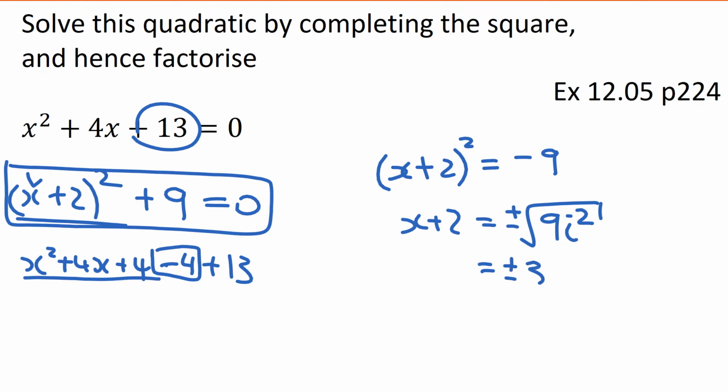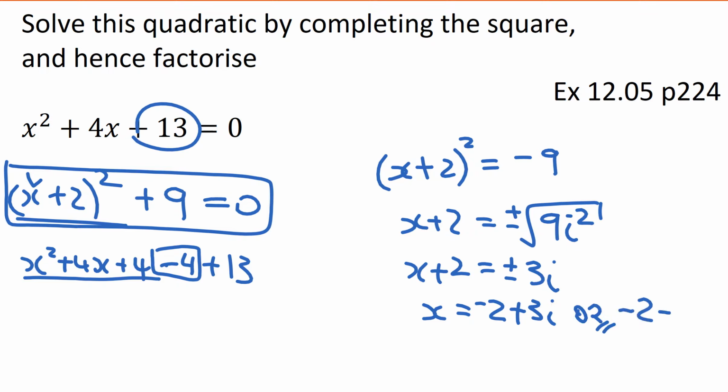It's plus and minus 3i. So x plus 2 then is plus and minus 3i. So x will be negative 2 plus 3i or negative 2 minus 3i. There are our two complex numbers. Does that make sense? Can you see that? Alright, pause it here.